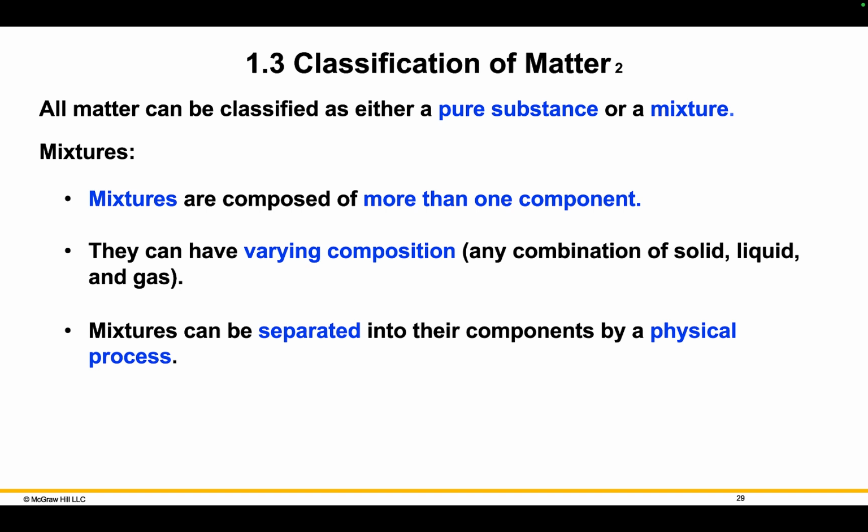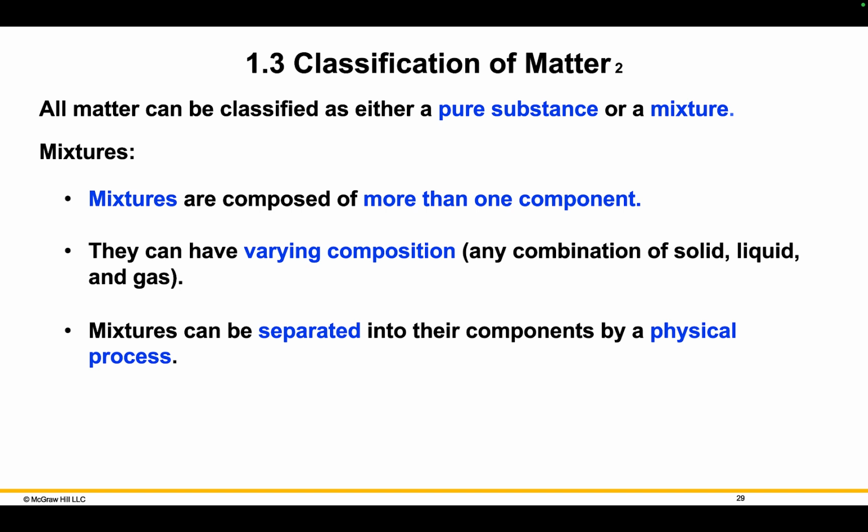On the flip side of that, you have mixtures, and mixtures are composed of more than one component. So, for instance, if I take salt and I dissolve it in water, that's a mixture. They can have various compositions. It could be solids mixed with other solids, or liquids or gases. And then you can separate those by physical processes. So maybe you use their densities to separate them, or you use solubility in water, which is a physical property.